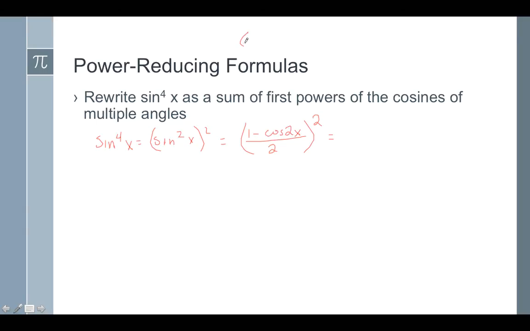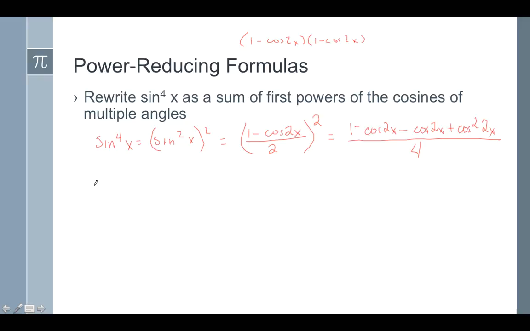So if you need that written out somewhere, it's 1 minus cosine 2x times 1 minus cosine 2x. And 1 times 1 is 1. I get a minus cosine 2x. I get a minus cosine 2x. And here's where you need to be careful. Cosine 2x times cosine 2x is cosine squared of 2x, all over 4.